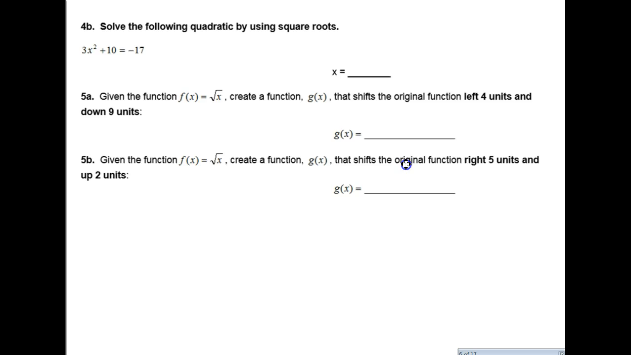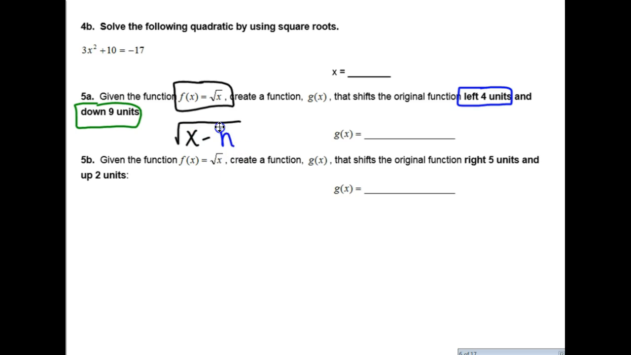5a, we have a parent function of square root of x, and I want you to give me a new function that has been shifted left 4 units and then down 9 units. So we have to remember what that looks like, and if you want the complete function, we'll leave the shift for a off of it for now. But it's x minus any horizontal shift and then plus any vertical shift.